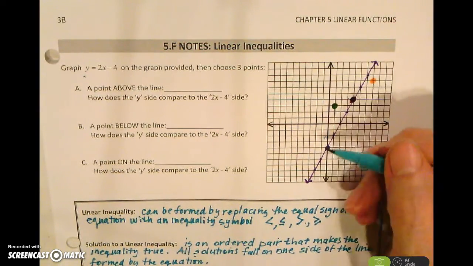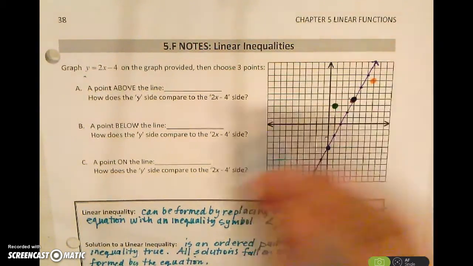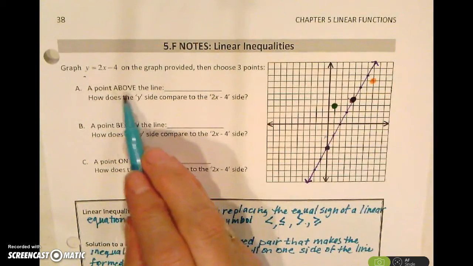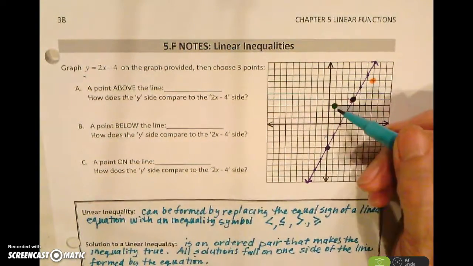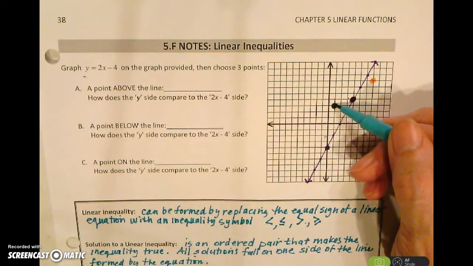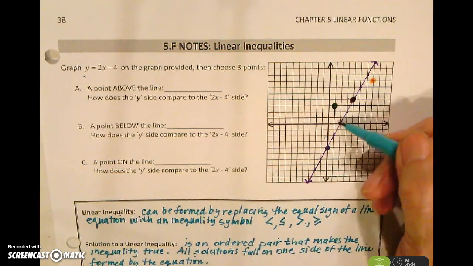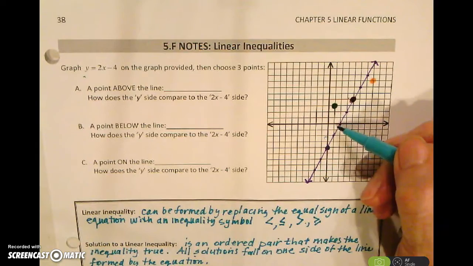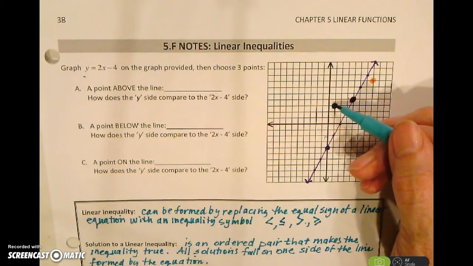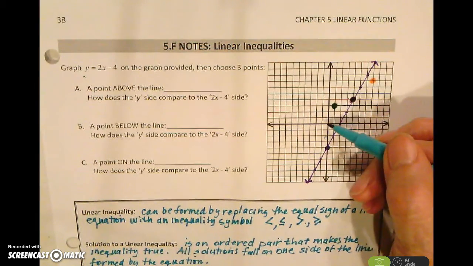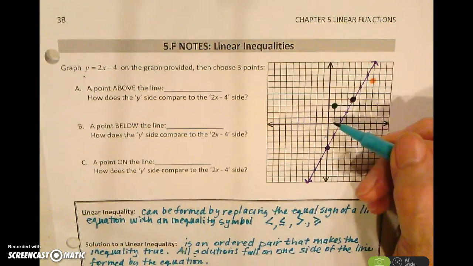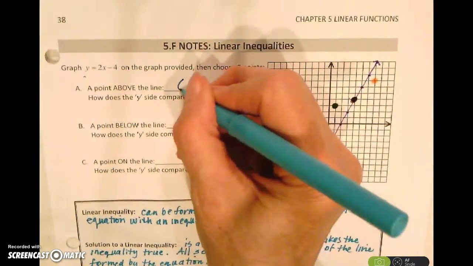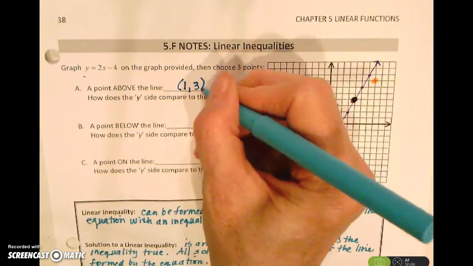What we want to do is some investigation, and we're going to first choose a point that is above the line. So I've already marked this point right here. So here's my line. This is above it. If I go on the line, I go up to get to this point, so it's above it. This point is the ordered pair 1, 3. So I'm going to write that here. This is the point 1, 3.